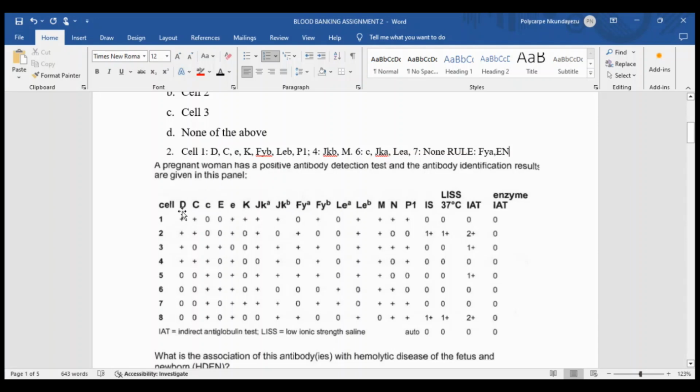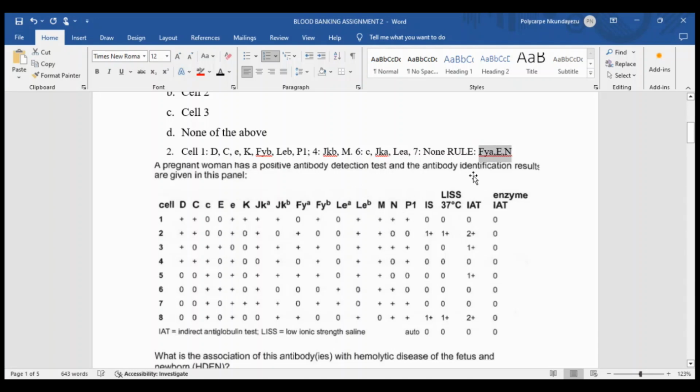For example, we have capital D excluded already, and capital C already out, and small c is also on cell number 6 excluded, plus also capital E and small e. But capital E is not excluded anywhere, so that's why we are trying to rule in this capital E. And then, as you can see, many other antigens have been excluded except the Fy a, E, and N. Now, are we done with the rule in?